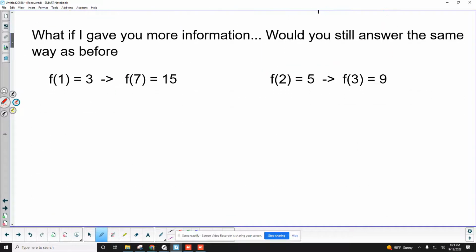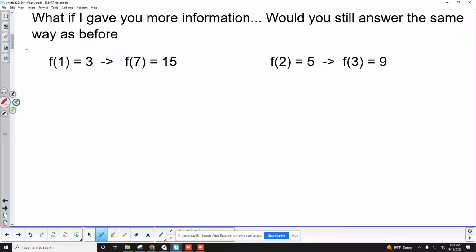But if there were two things that we're looking at the same time, an x and a y, would you still say 3 to 15 is more change? Well, let's see. I got the point 1, 3, the point 7, 15. And then over here, I now say, oh, I got the point 2, 5, 3, 9. Is there another way to compare the change going on here where we incorporate these x's as well as the y's? Go ahead, tell your neighbors. What do you think?